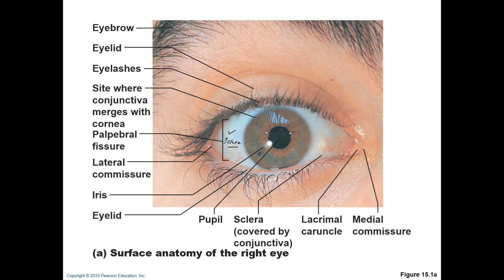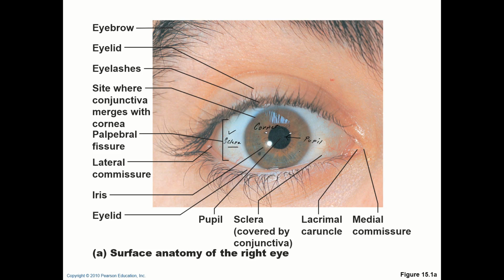Then you have a transparent part. This is called the cornea. And you see the dark aperture, that is the pupil. It is actually a hole. So this is the hole or aperture or opening, that is the pupil of the eye. It gets bigger and smaller. Constriction and dilation of the pupil occurs.